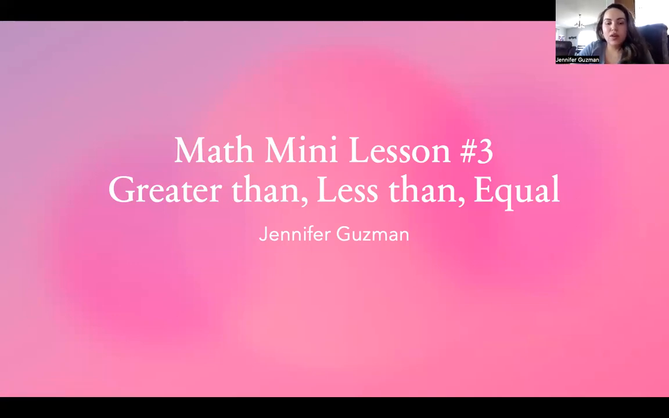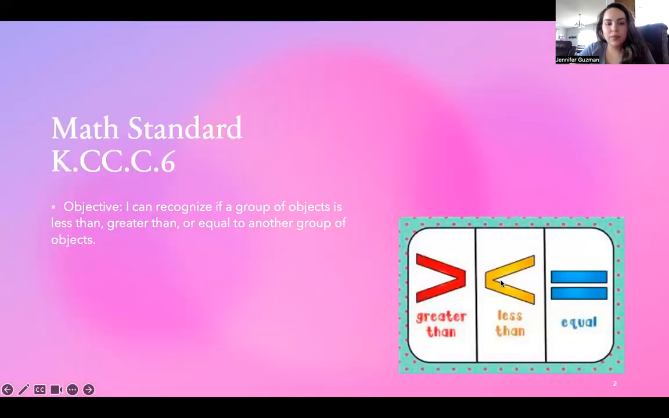I will be doing it over greater than, less than, and equal to. The math standard is for kindergarten, so it is K.CC.C.6. The objective for this lesson is to be able to recognize if a group of objects is less than, greater than, or equal to another group of objects. And obviously this is for the students to recognize that.